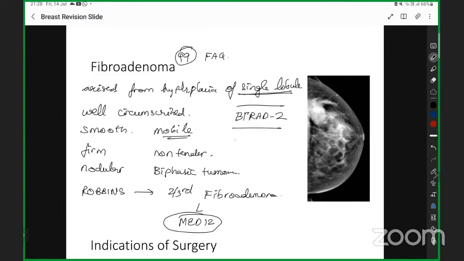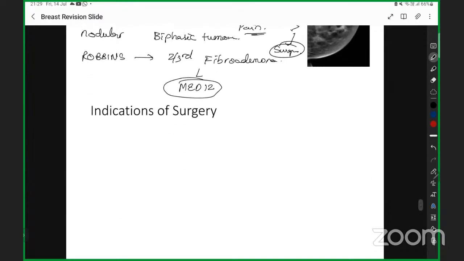The patient will have a positive family history. There can be a rapid increase in size on one side. There can be pain. Once all these features come, then you're going to go for surgery. What is going to be the surgery?